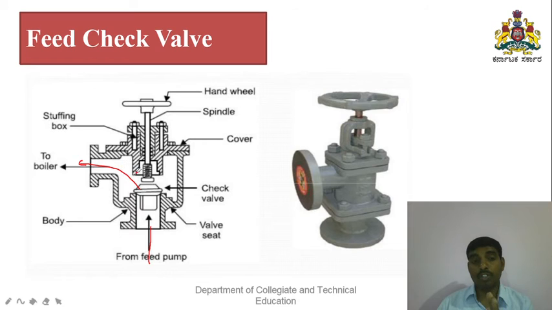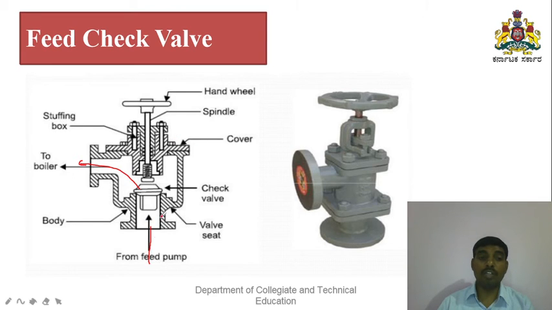When sufficient water has flowed to the boiler, it will rotate automatically to close the valve. Then it closes and sits on the valve seat. Then it is not possible for water to flow out to the boiler. So this is how the feed check valves work.